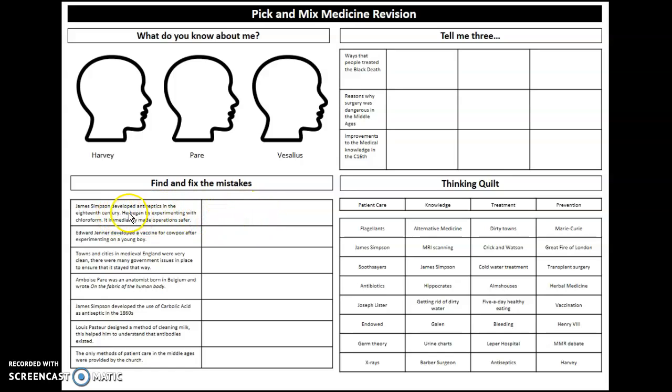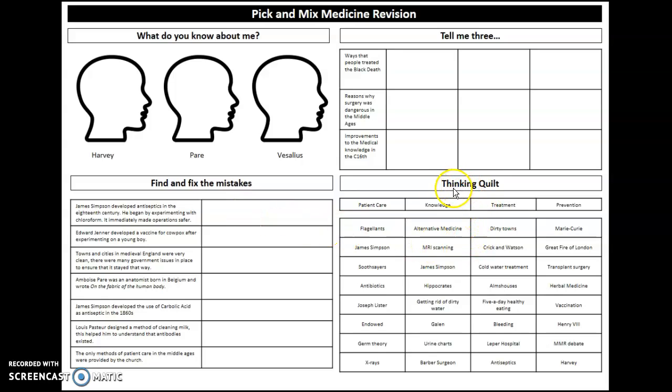So for instance, it says here, James Simpson developed antiseptics in the 18th century. He began by experimenting with chloroform. It immediately made operations safer. Well, we know that it wasn't antiseptics that he developed. It was anesthetics that he began to develop in the 19th century. And did it make operations safer? Or not actually? Make sure you're rewriting the whole thing and correcting all the mistakes in the passage.